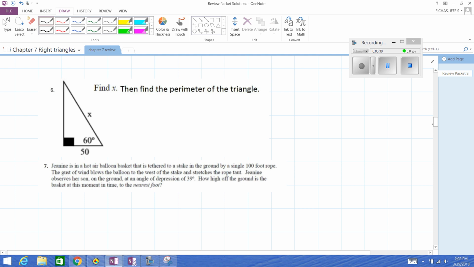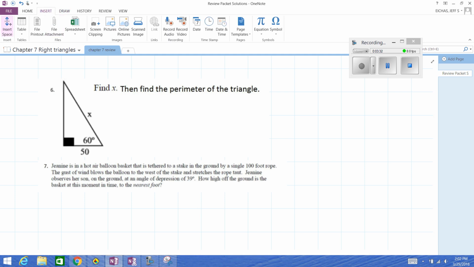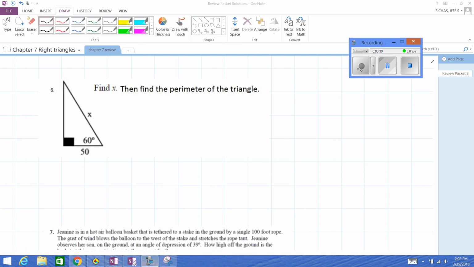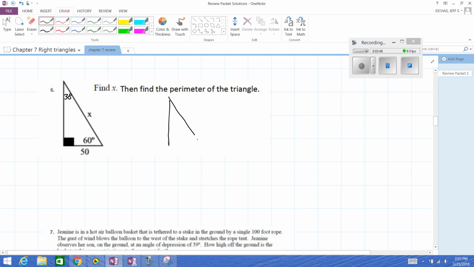Number 6 is really designed to kind of be a memorized problem. So this is a 30, 60, 90. If you have a 60 degree and a 90 degree, there's 30 in the other one. And what we learned with a 30, 60, 90 is this side's 2, that side's 1, and then that's square root of 3. That's the ratio for the standard 30, 60, 90 right triangle.